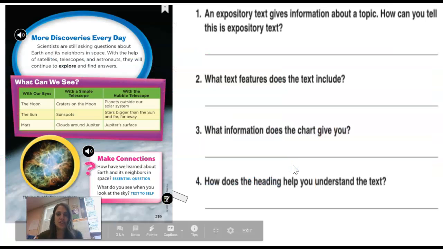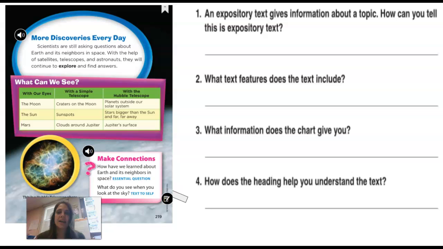Here are the questions that we will be looking to answer while we are reading. You will answer these same questions if you have the Reading Wonders Backpack guided reading text assigned to you. An expository text gives information about a topic. How can you tell this is expository text? Okay, so this is an expository text because, and then we're going to give our details.